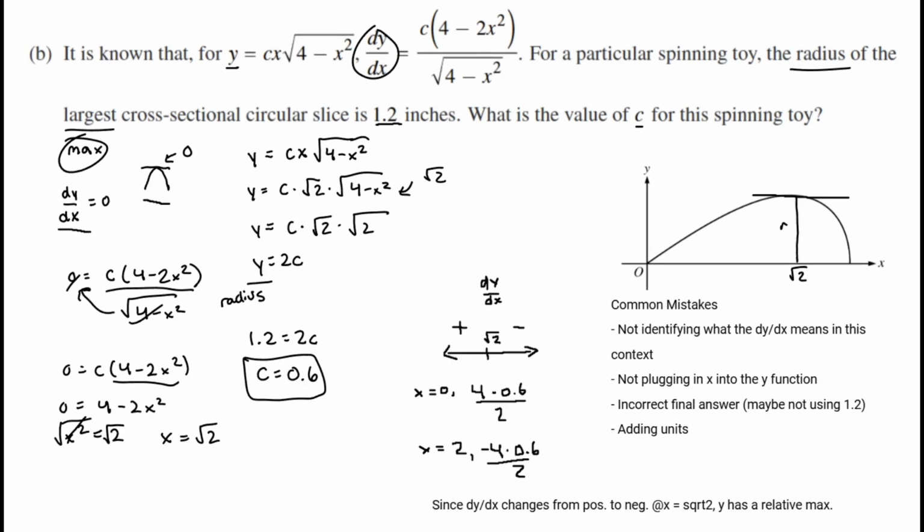Quick thing to add is that College Board didn't deduct any points if you don't prove that x equals root 2, but you should probably do so. Here's the math, this is positive, negative. You can also see the slope is positive here and negative here, and here's your explanation down here. So that's how you do it.